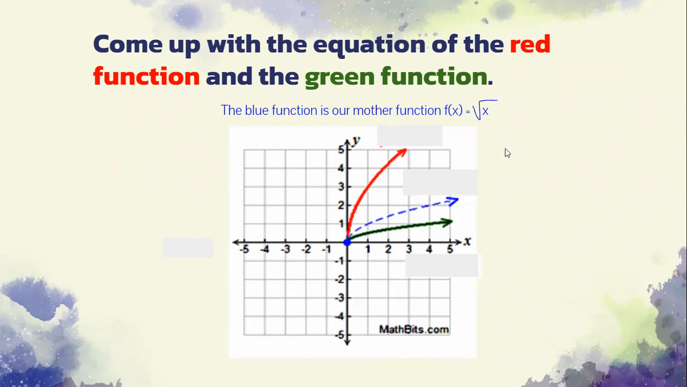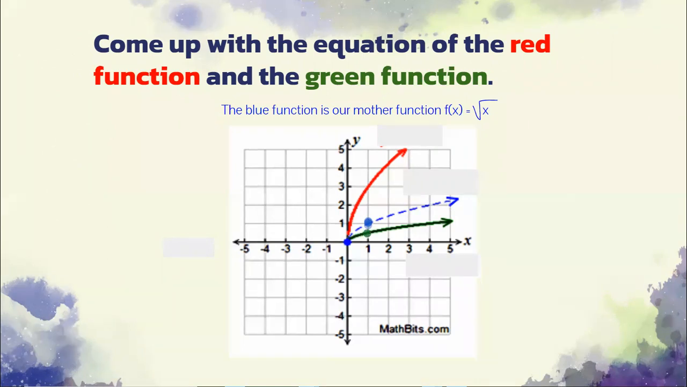The equation of our green function: it has shrunk. Notice that the point that used to be 1, 1, right here, has shrunk. The height is now approximately 1/2. Looking at the height and seeing that shrink tells me that I have an a shrink value attached to my function. So the green function would equal 1/2 the square root of x.